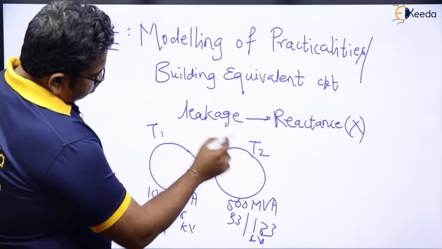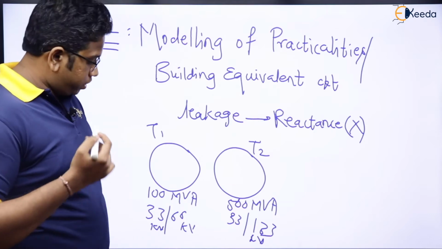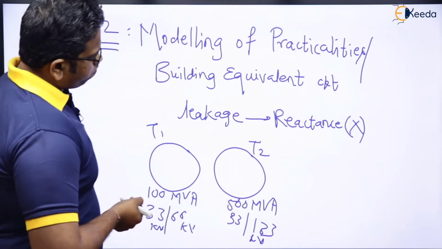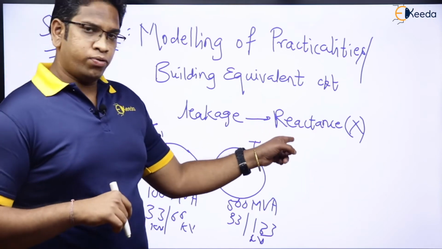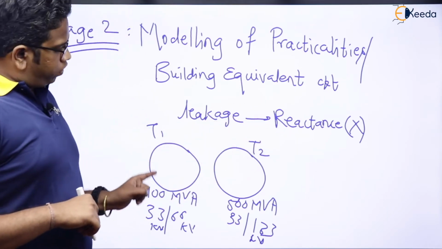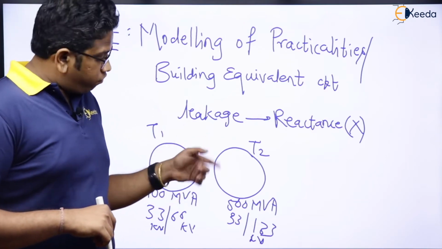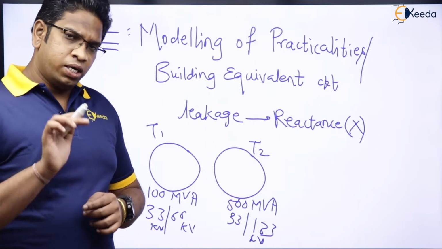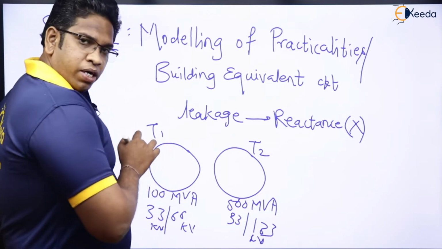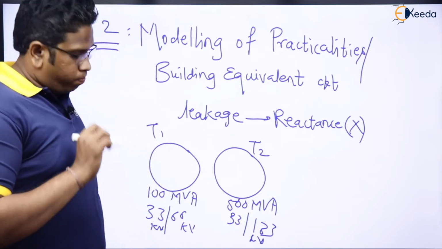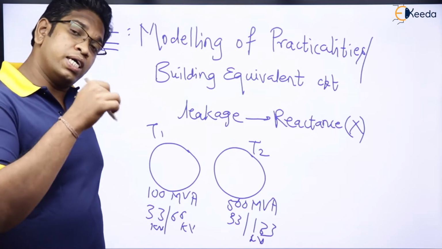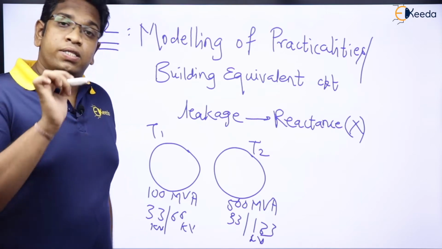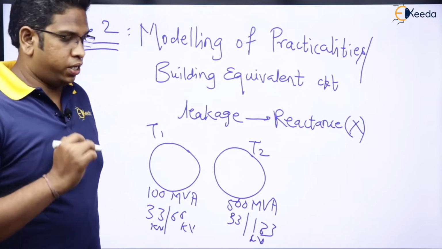This is transformer T1, this is transformer T2, having different capacities and different voltages, turns and all. So will the reactance which was modeled for transformer T1 be equal to the reactance which will be modeled for T2? Think about it. Of course they will not be equal. If in transformer T1 leakage is shown by reactance, then in T2 also leakage will be shown by reactance only, but their values will be different. This is the reason we have to move to stage 3.